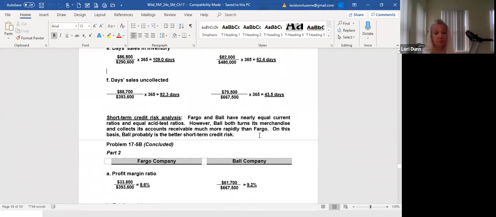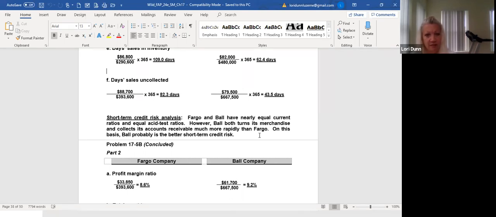The first ratio is the profit margin ratio. This is where we take net income divided by net sales. So Fargo's net income, it's given on the right-hand side, $33,850, divided by net sales, $393,600, is 8.6%. Do the same computation for Ball. $61,700 is their net income. Their net sales for the year, $667,500, gives 9.2%.